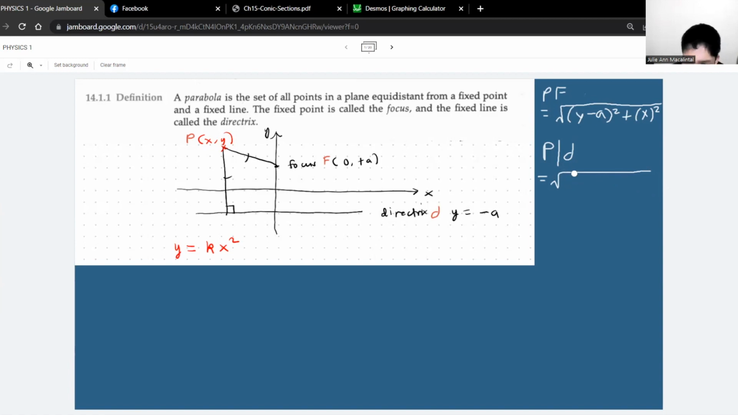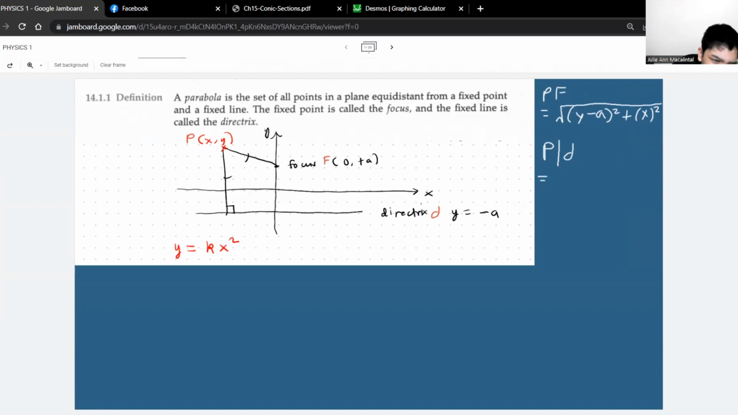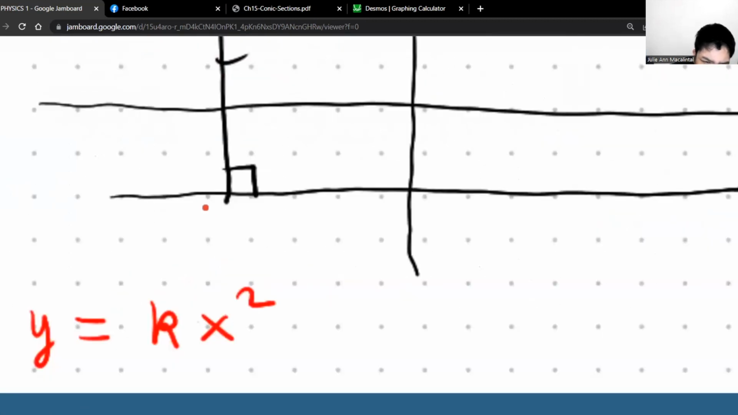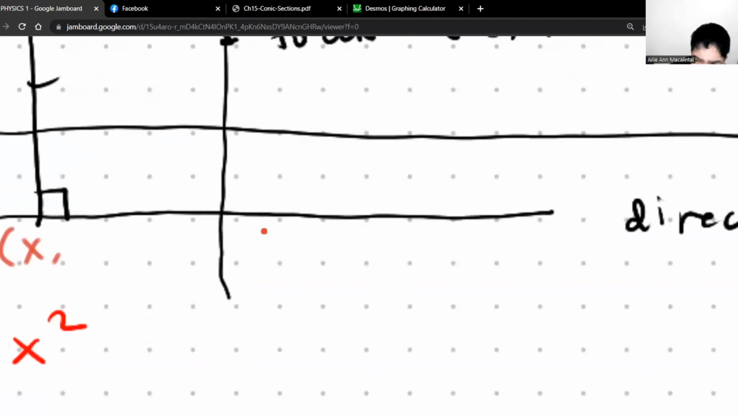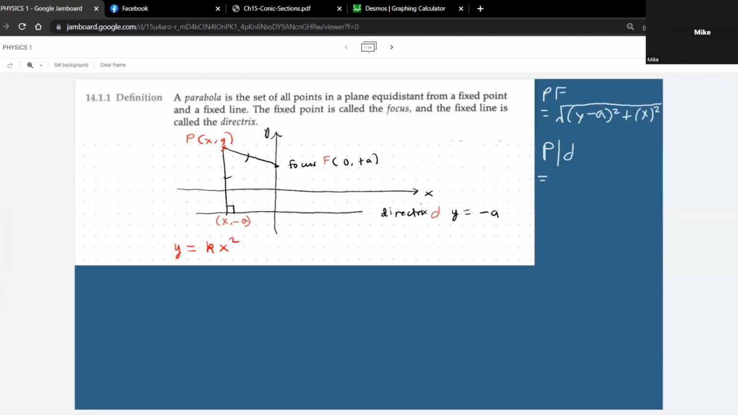Kailangan ba talagang gumamit ng square roots? Look at your figure. Yes, yes. Okay, so this is directrix below x, so negative x, tapos yung y is negative a. D is equal to y plus a. Okay, ngayon, that is equal to PF. And then solve for y.